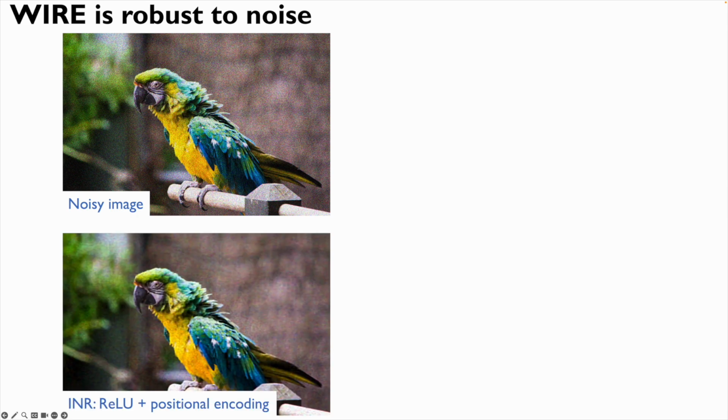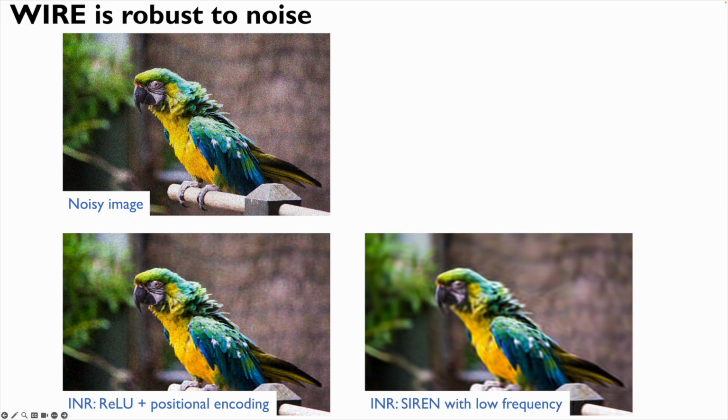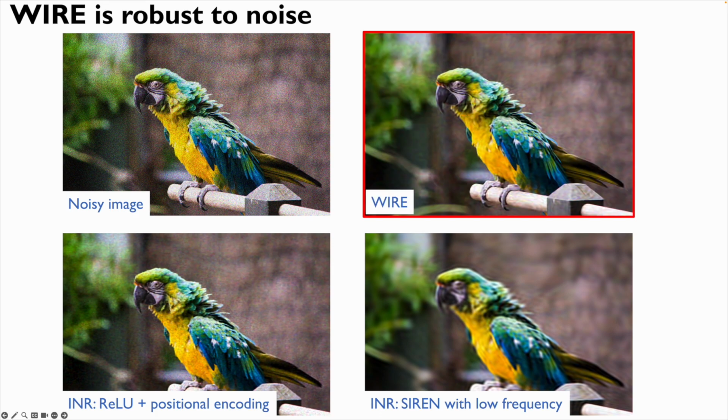A strong benefit of WIRE is its robustness to noise. Suppose we train an implicit neural representation to fit a noisy image. What we want though is a representation of the clean underlying image. Some implicit neural representations, such as, let's say, using Rayleigh positional encoding, end up fitting both the signal and noise equally, resulting in a noisy representation. Others, such as SIREN with a low frequency, can indeed learn a low noise representation, but they are now unable to represent the sharp features. WIRE, on the other hand, can represent sharp features while also denoising the image, implying that it has a good implicit prior for natural signals.